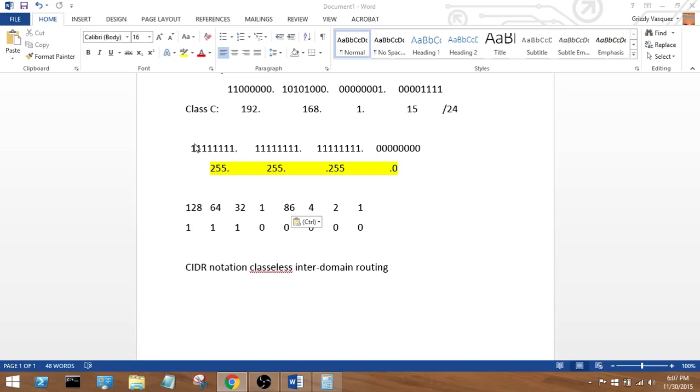Okay, so just binary equals decimal, and this is what a network is, and this is what your addresses are that you can hand out to devices that are available.